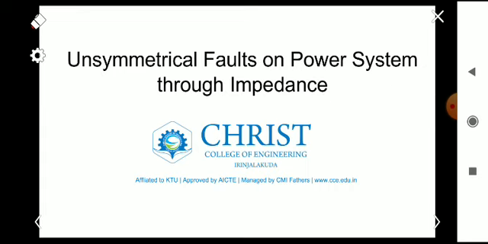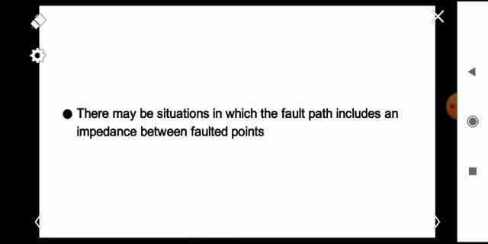In the earlier videos we discussed unsymmetrical faults on power systems, where the faults are considered to be direct short circuits between lines, and between one or two lines and the ground. In that type of fault analysis, the impedance between the fault points is considered zero. But there may be situations in which the fault path includes an impedance between the faulted points. In these situations, the analysis is carried out similarly to the previous section, except that the fault impedances are included at appropriate points in the circuits.